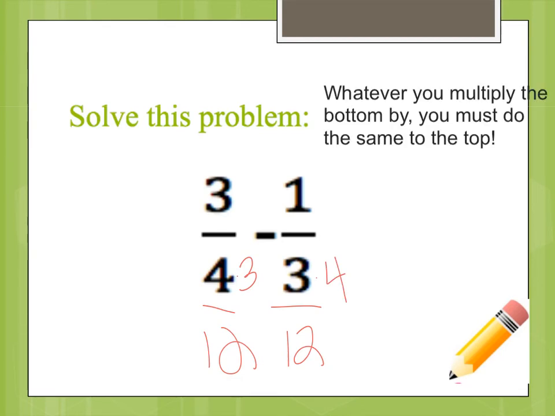Alright, so a really important rule is if you're multiplying the bottom by a number, you have to make sure you multiply the top by the same number. You do the same thing to the bottom and the top. This is really important. So if you need to pause the video, make sure that you have this statement written down in your notes.